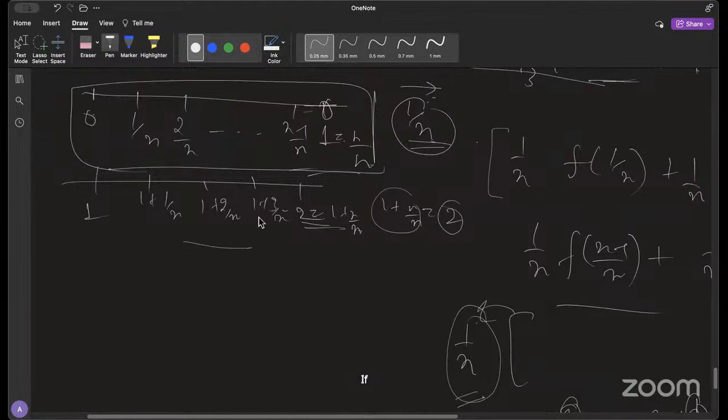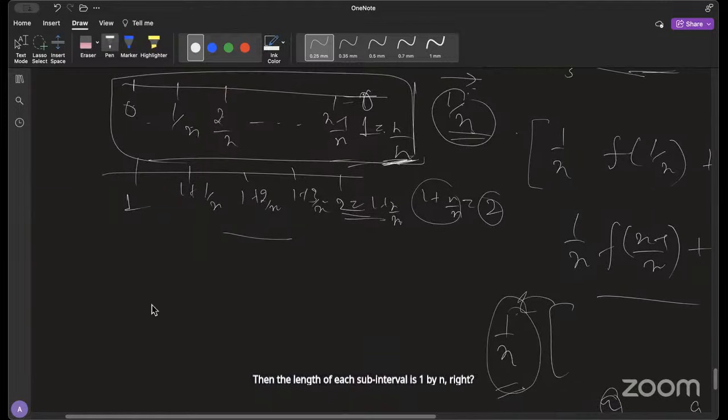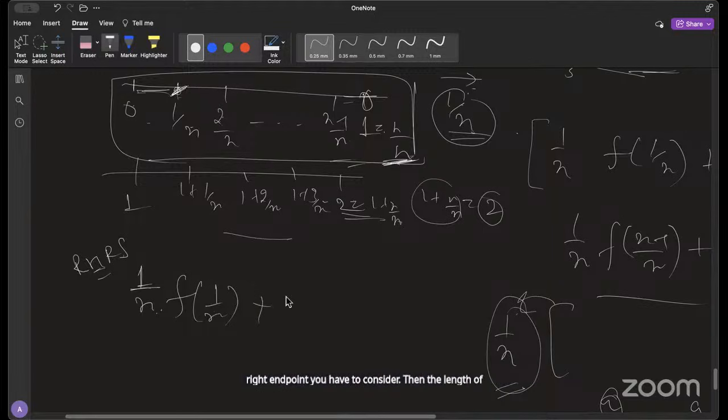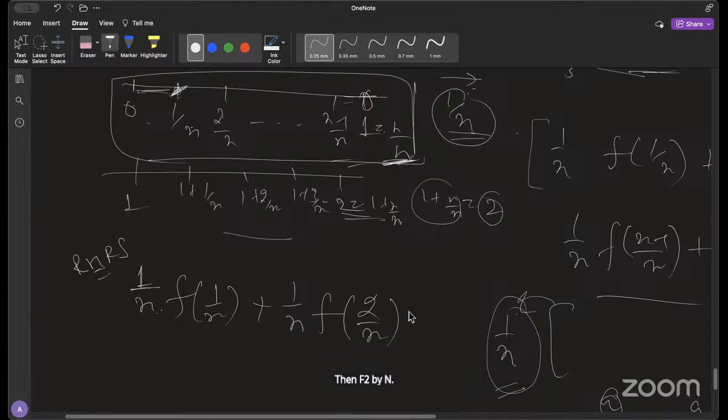If this is your partition, 1 by n, then 2 by n, then 3 by n, then the length of each sub-interval is 1 by n, right? You first write the length of the sub-interval, delta, which is 1 by n. Then, if you're trying to find the right-hand Riemann sum, first you take the length of the first interval, 1 by n. Then you take f(1 by n), because you're finding the right-hand Riemann sum, so you consider the right-hand point. Then the length of the second interval is also 1 by n, then f(2 by n). That's what we've done here.